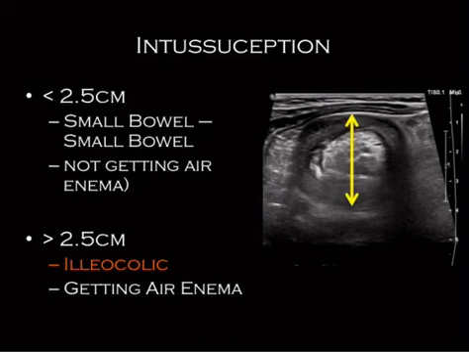The next thing is that all targets are not created equal. Anytime you see a target, the first thing you should do is measure it. If it's less than 2.5 centimeters, that may be a small bowel to small bowel intussusception, which can be transient and doesn't necessarily mean anything. Those are not going to be the ones that get reduced with an air enema. The ileocolic ones are, and they are typically greater than 2.5 centimeters.